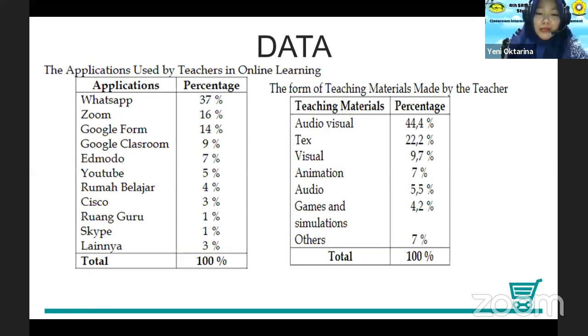But in this case, some of the teachers use WhatsApp only to give the assignment, only to check the attendance list. What about that? And then this is the data also, the form of the teaching materials made by teachers. The most common one is audio visual, by using a recording and then sending the orders to the students, what the students should do in the lesson.